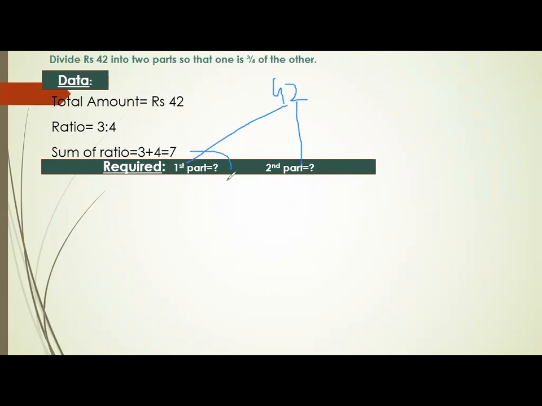We have to find the first part and the second part. Rupees 42 is going to be divided into two parts, so what is required is the first part and second part. Clear? Now for the first part, the ratio will be 3, and for the second part the ratio will be 4. Now can you solve this question with me, students?